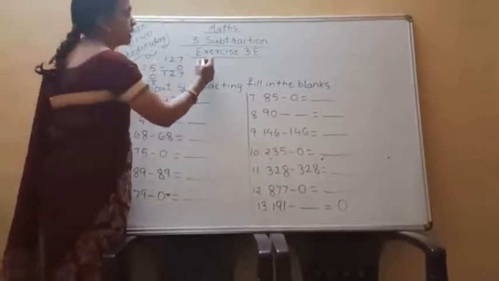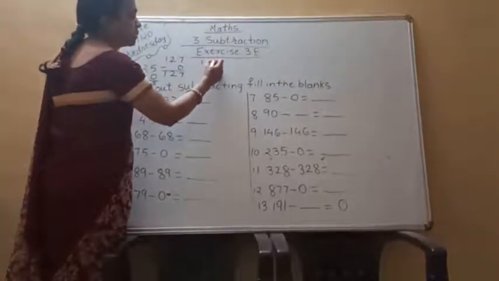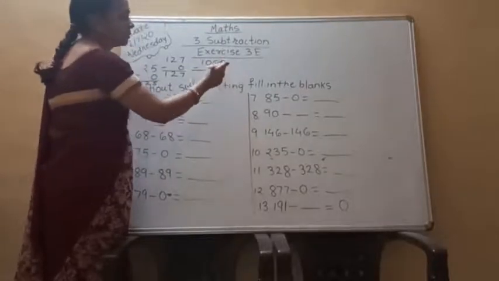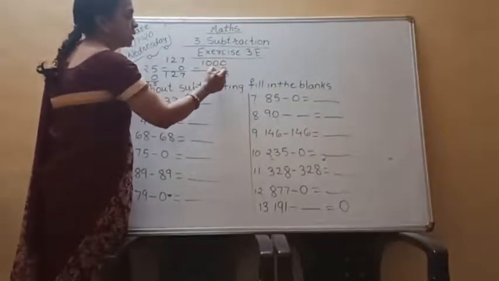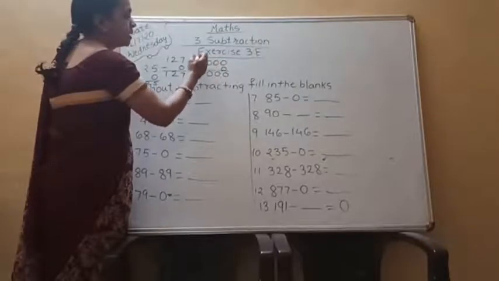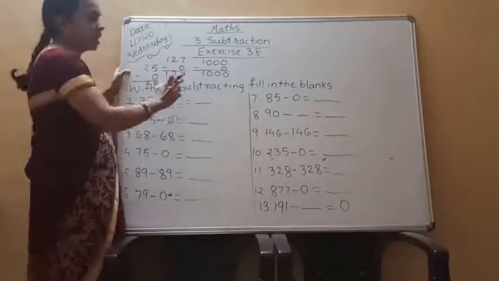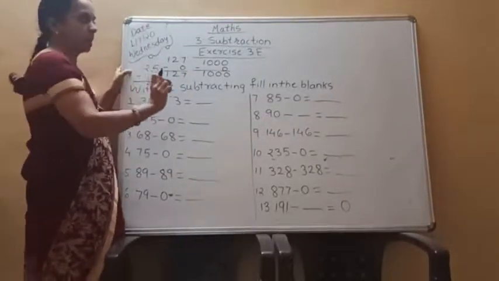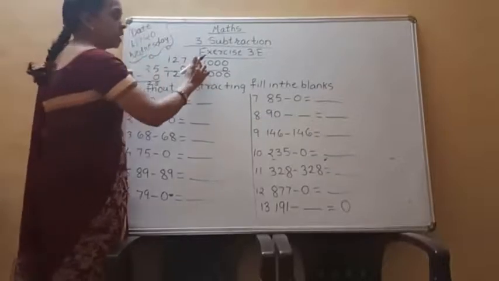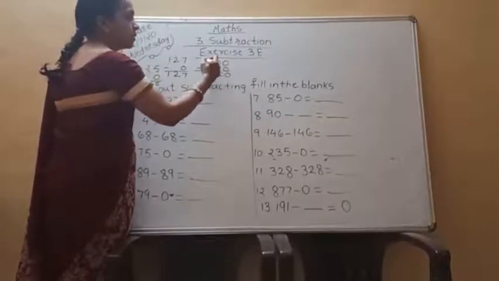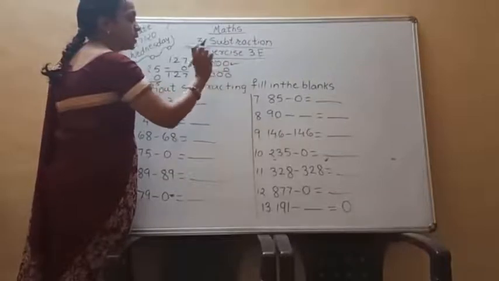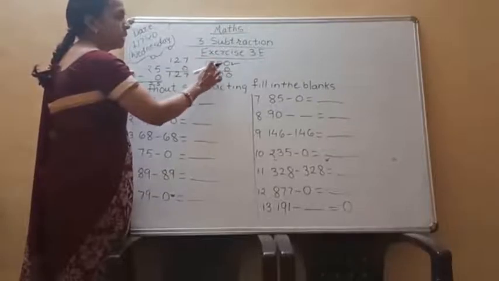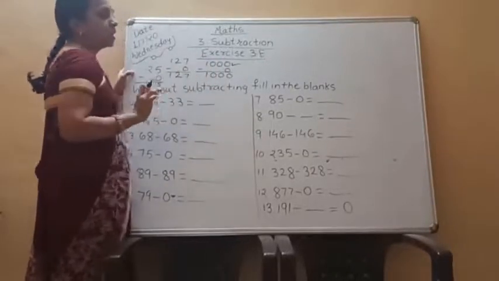Okay, for example a 4-digit number. Suppose we subtract 0 from 1000. 1000 minus 0. 0 minus 0 is 0, this 0 as it is, this 0 as it is, this 1 as it is. What is the answer? 1000. So remember, if we subtract 0 from any number, the answer is that number only. Any number from which we subtract 0, the answer will be that bigger number.